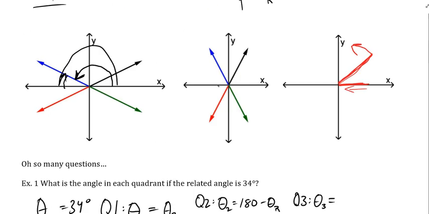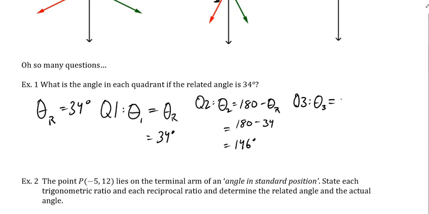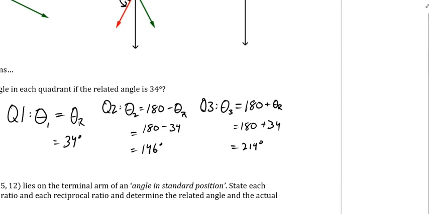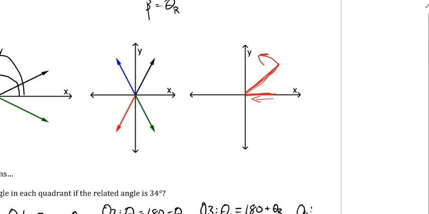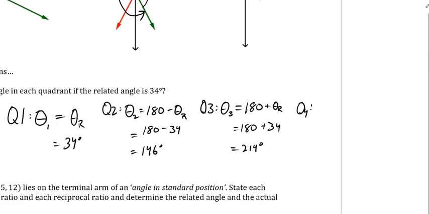Okay, quadrant three. What's that one? So there's my related angle. How do I find the terminal angle? Alicia? 180 plus. So that should be 214 degrees. And the last one is in the fourth quadrant. How do I find that one? 360 minus. So 326 in this case.